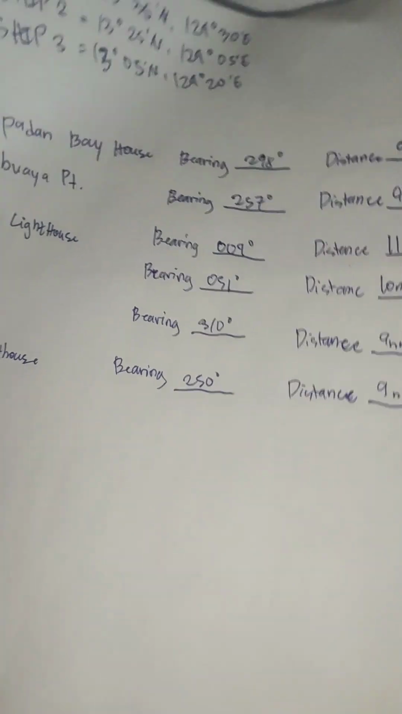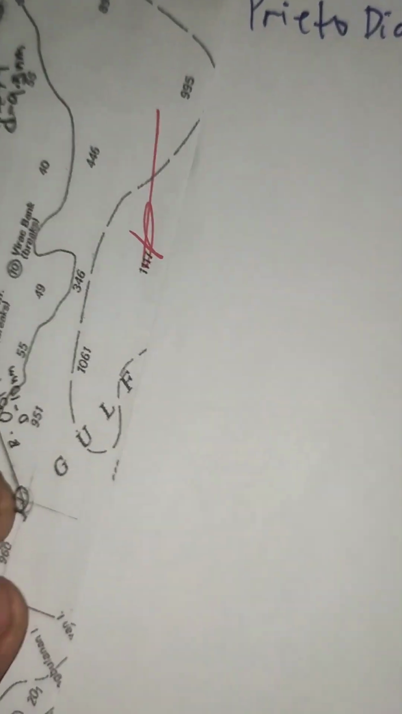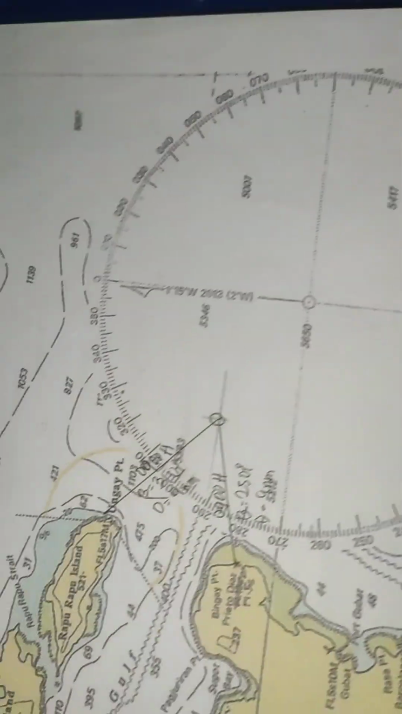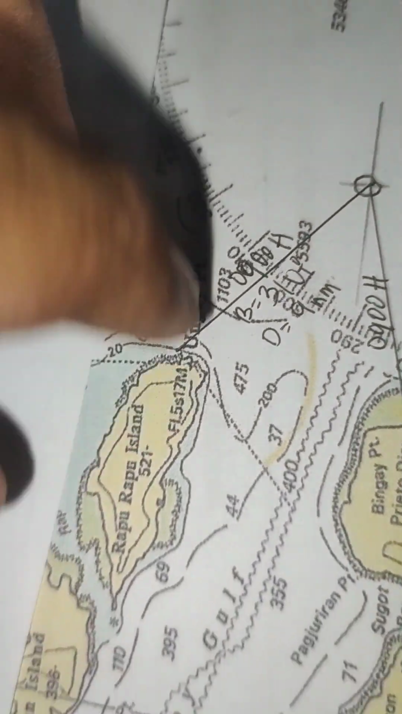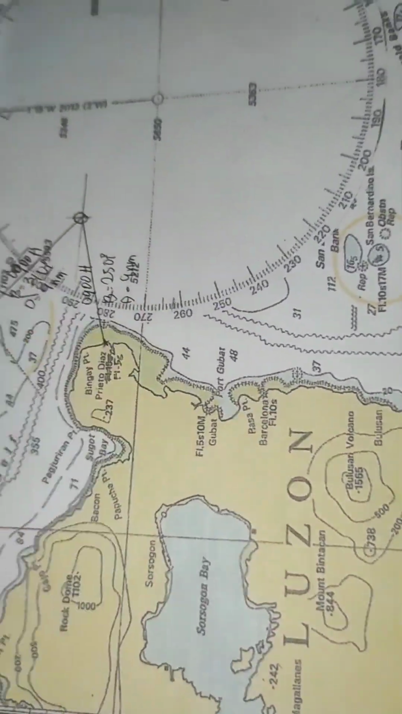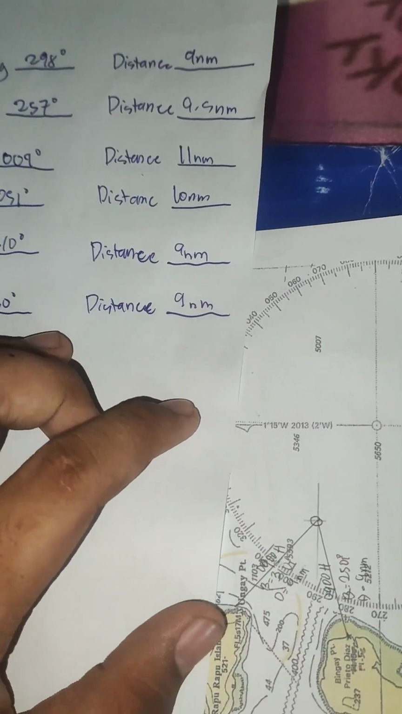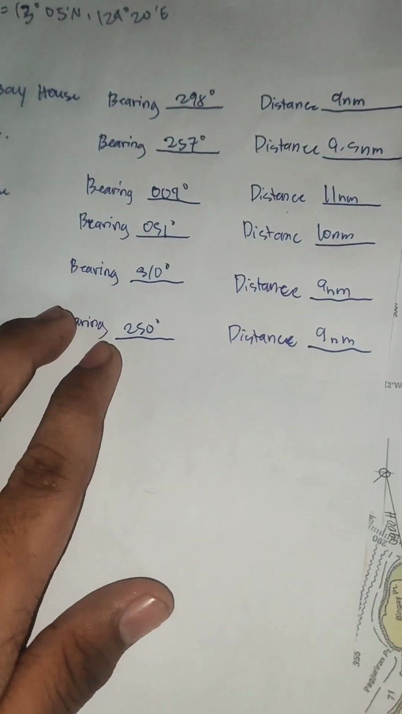The next is the Virac point. This is the Virac point, and as you can see, I find the bearing of this is 051, and the distance is 10 nautical miles. And next is the Ongay point. You find the Ongay point here. You plot the nautical miles, and after you go there, you find 9 nautical miles, the distance. And the Ongay point has a bearing of 310 degrees.